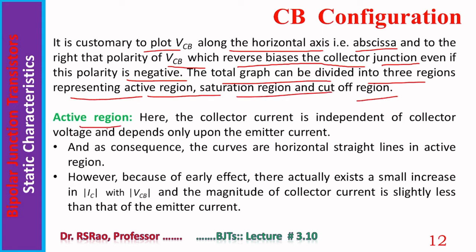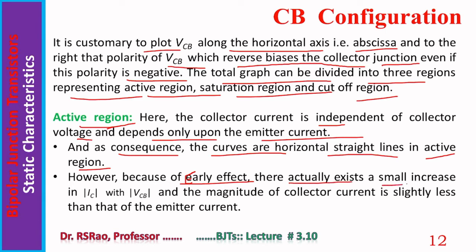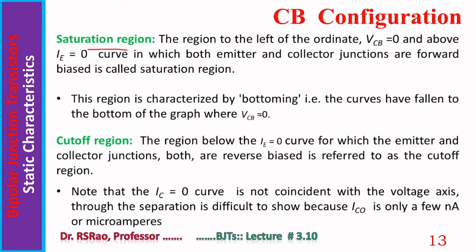A few points regarding active region. Here, the collector current is independent of collector voltage and depends only upon emitter current. As a consequence, the curves are horizontal straight lines in active region. However, because of early effect, which comes into picture everywhere, there actually exists a small increase in IC with VCB, and the magnitude of collector current is slightly less than that of emitter current.